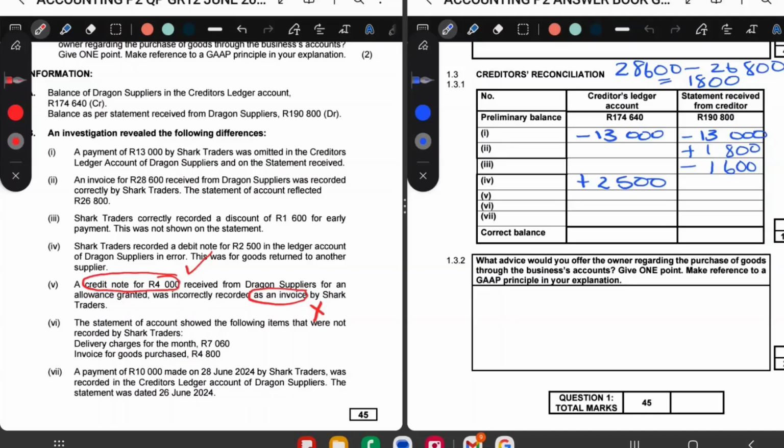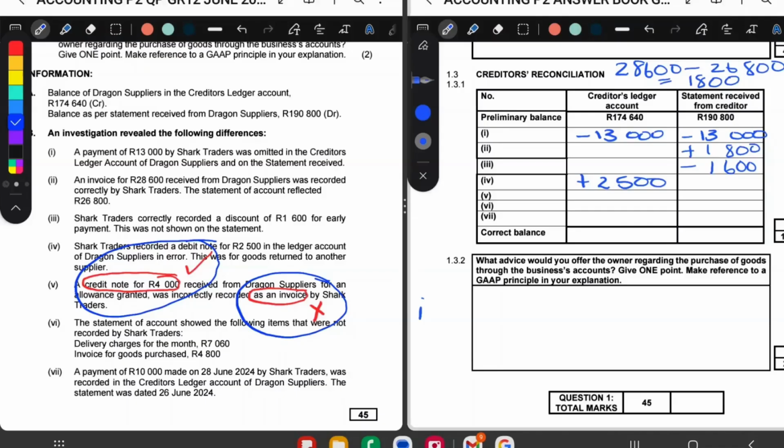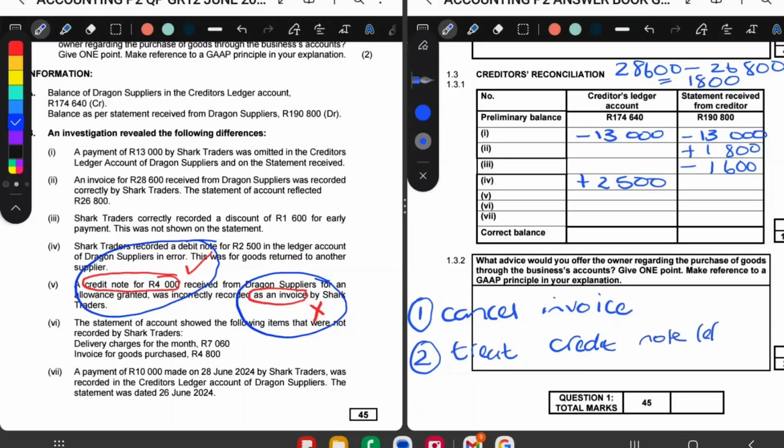So what are we going to do? We are going to cancel the invoice. We are going to treat this one as if it was left out. So we are doing two things. The first thing we're going to do is cancel the invoice. The second thing we're going to do is treat this adjustment as if the credit note was left out. Because it was left out, it wasn't recorded. So I'm doing two things: canceling an invoice and credit note left out.